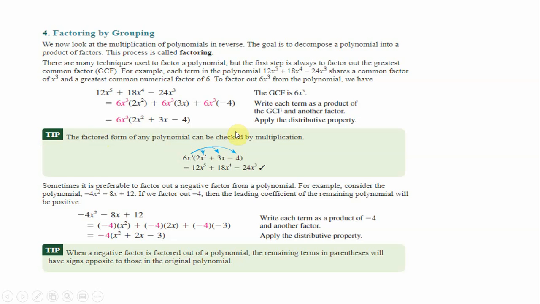Once I factor, I can always go back and check. All I have to do is distribute, remultiply them out, and I should get the original problem.